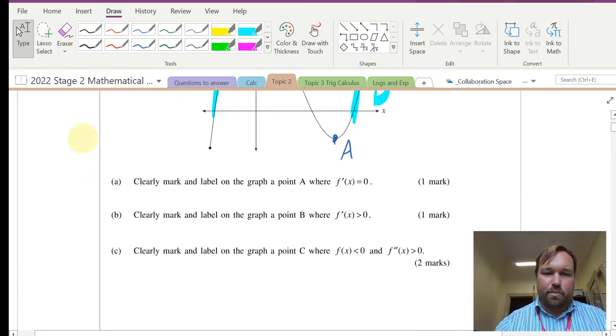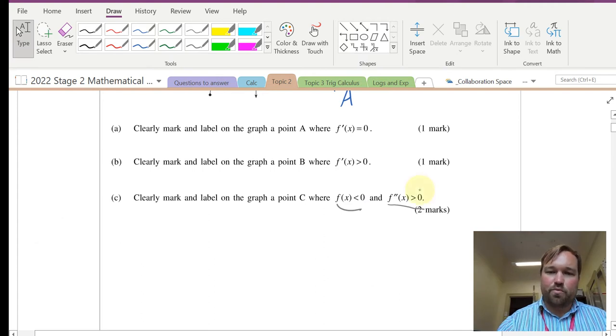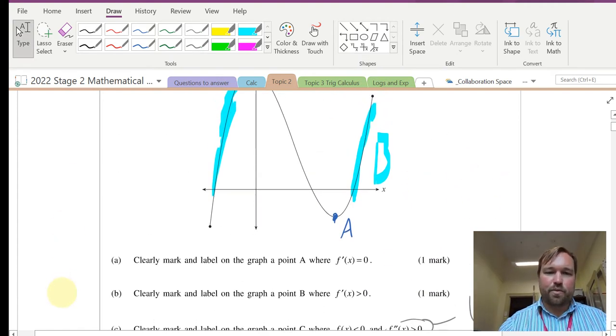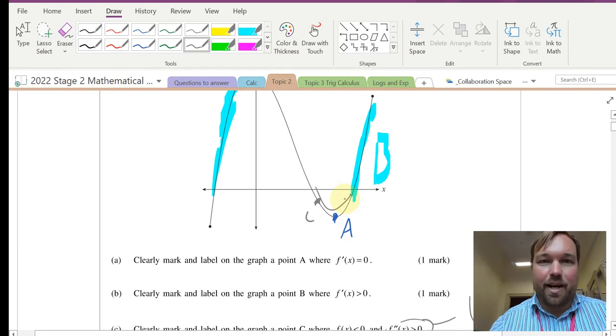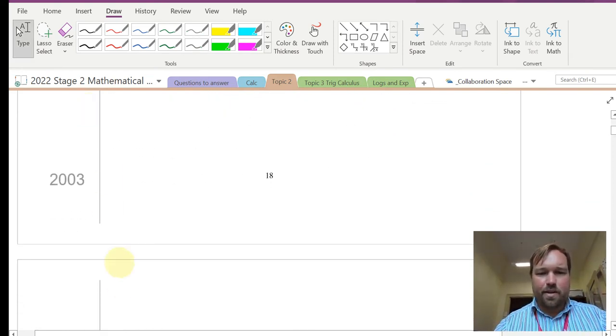Clearly mark and label on a point C where the graph itself is less than 0 and the second derivative is greater than 0. Just a quick reminder, second derivative greater than 0 means it's concave up. So if we want concave up and below, we can go C here, or actually anywhere along there, as long as we are under the x-axis. Alright, moving on.